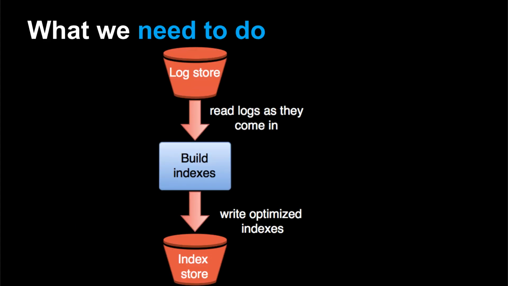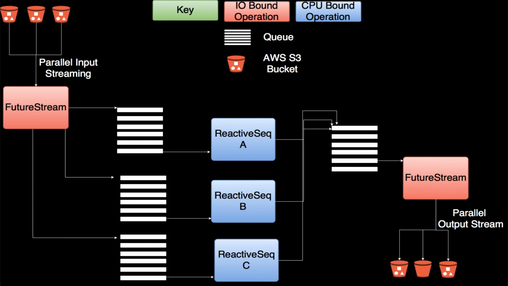Okay, so a brief recap on our algorithm. We want to read data in from the log store, which is an I/O bound task. We want to build our indexes, which is a computationally bound task. And then we want to write those back out to an I/O store via an I/O intensive process. So an architecture for doing that might be that we stream data in parallel from our AWS S3 buckets using future streams. We can then distribute the data as it comes in into various queues.